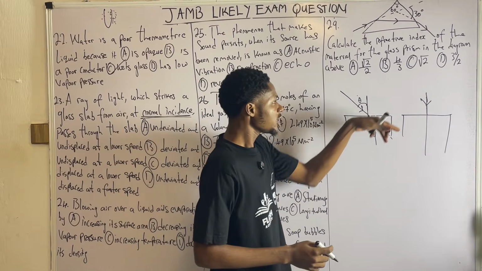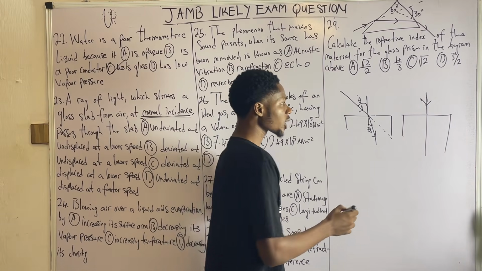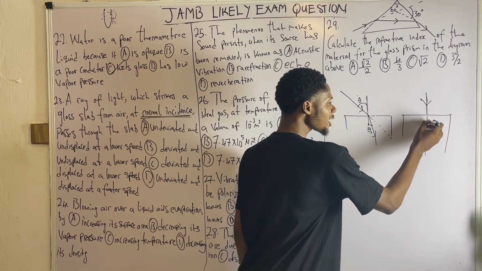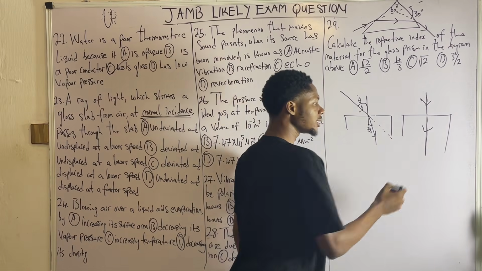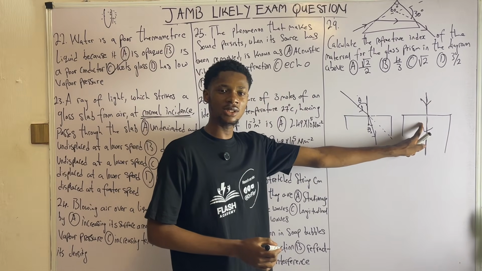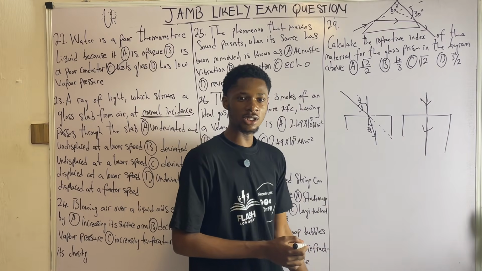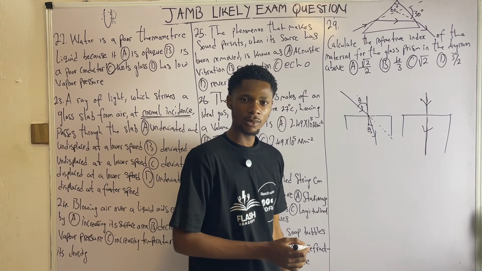Okay, now if it is passing on the normal like this, what do you think is going to happen? It is going to pass through directly. It will be what now? Undeviated. It's still going through the same path. It will be undeviated, also undisplaced. That's what you take note of.